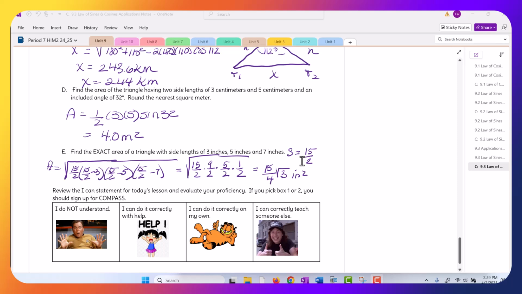Let me know how you're feeling about this lesson and the law of sines and cosines in general. If you need some help, schedule yourself or ask me to schedule you for Compass.